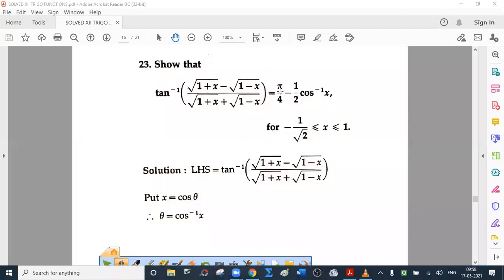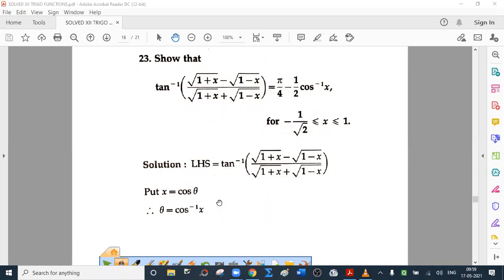22nd, yes, we will be solving that, but in the next lecture. First we discuss sum number 23. Show that tan inverse root of 1 plus x minus root of 1 minus x upon root of 1 plus x plus root of 1 minus x is pi by 4 minus half cos inverse x for minus 1 by root 2 less than or equal to x less than or equal to 1.